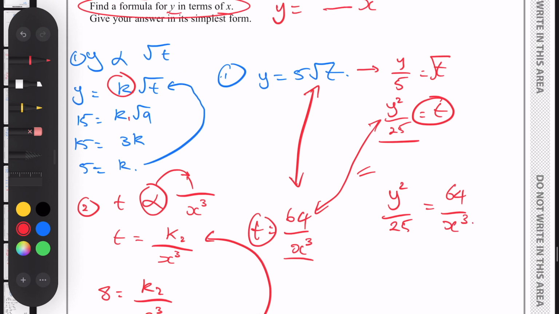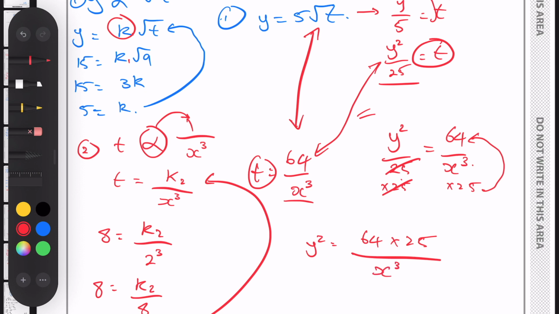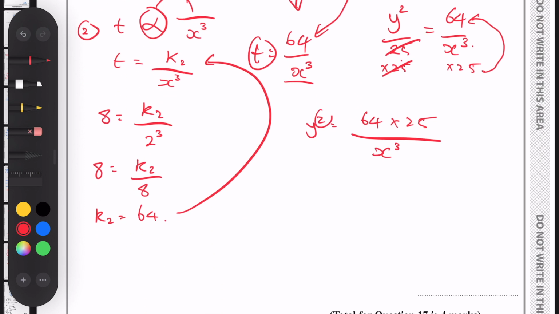And as I said before, you're looking to get y next to the equal sign. So we need to eliminate the 25, times both sides by 25. That will cancel out the 25 like this, and the 25 wants to appear at the top. So y squared equals 64 times 25, whatever that is, divided by x cubed. Get rid of your square by square rooting. So y equals the square root of 64 times 25 all over x cubed.